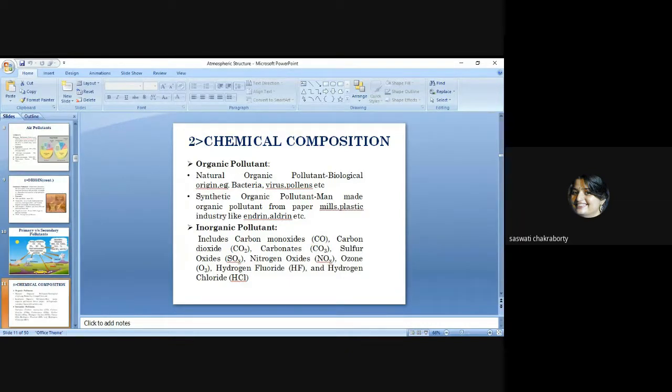But there are also pollens. They do act as pollutants because people suffer from allergies due to pollen. There are dust allergies as well. So pollen can also behave as a pollutant, mostly in hilly areas.